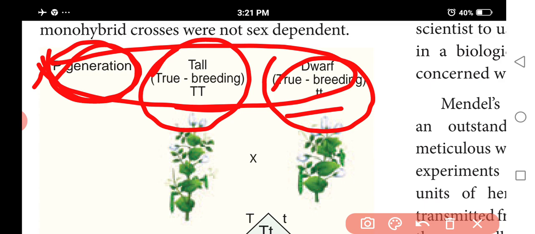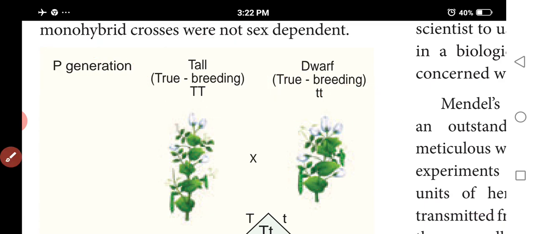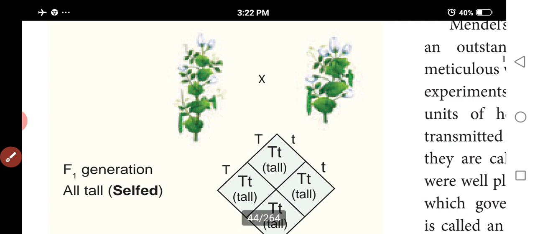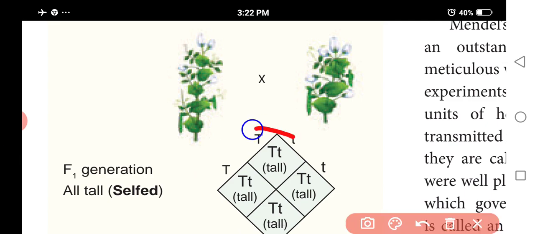For this, he removed the anthers from a number of plants of the tall variety before self-fertilization could occur. This process of removing the male organs is called emasculation. Pollen from the anthers of the dwarf variety was then transferred by brush to the stigmas of the emasculated plants. The flowers were then enclosed in a small bag so that pollen from other plants could not reach the stigmas. Mendel collected the seeds produced and raised them into plants.